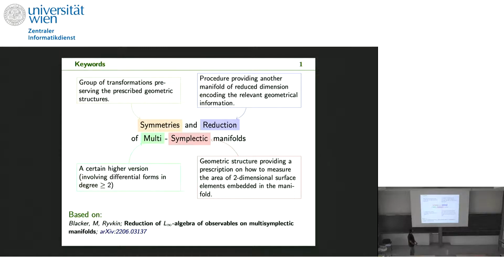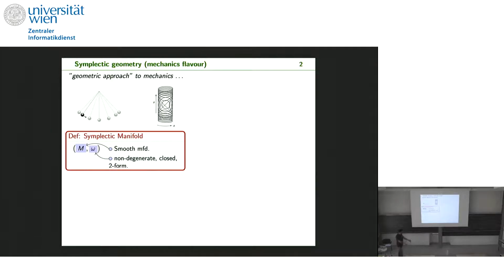So as I said, multisymplectic is a possible generalization of symplectic. So let me briefly recall what we want to generalize. So let me start by recalling something about symplectic geometry. What I really like is to take a mechanics flavor approach. So the key definition in symplectic geometry is the definition of symplectic manifold.